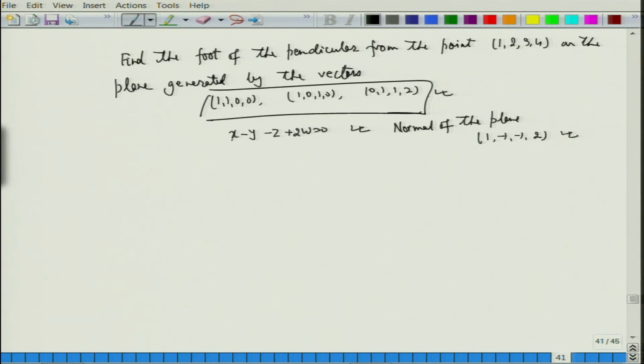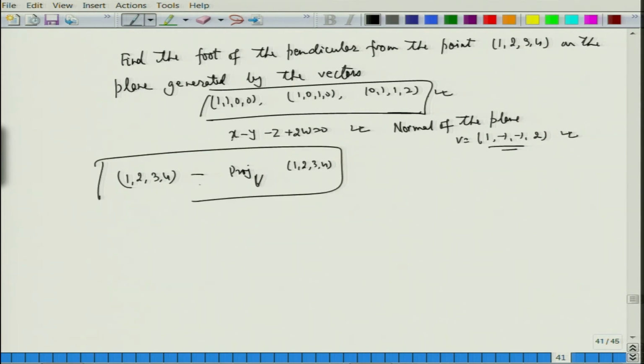Using this, what we did was, we looked at 1, 2, 3, 4 minus the projection of 1, 2, 3, 4 on this vector, whatever it is. So, I write it as this on this. So, this gave me... so what we are doing is look at this.